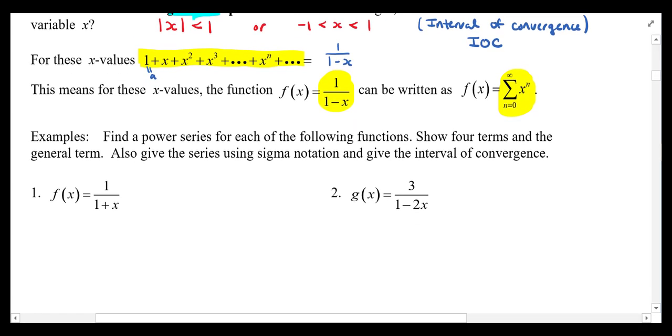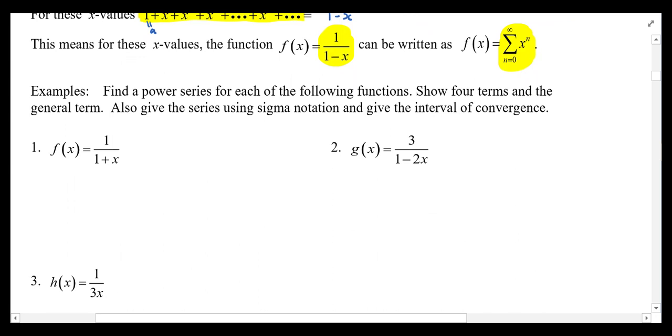So here are some examples. I said find a power series for each of the following functions. I'd like you to show four terms and then the general term. Also then give this series using sigma notation and tell me the interval of convergence. So I look at number 1 and I look at the expression here. It looks very similar to what I have here.